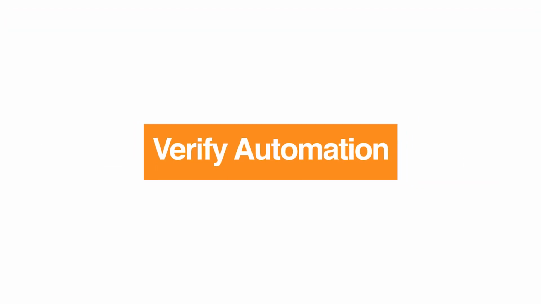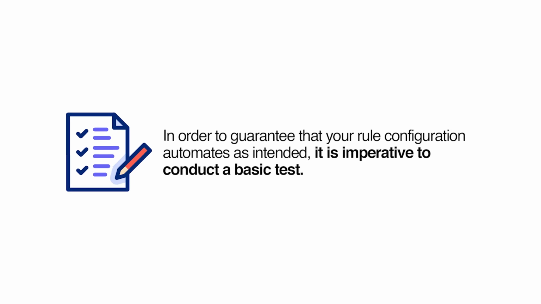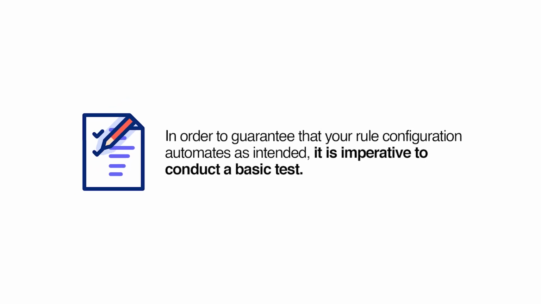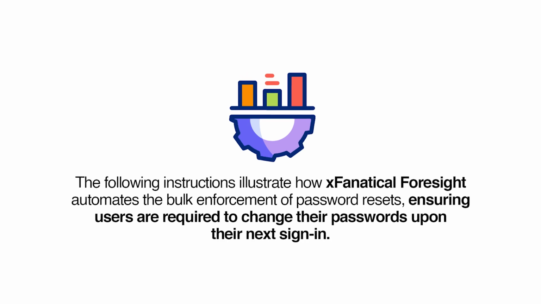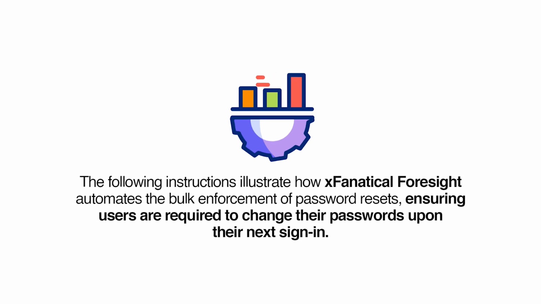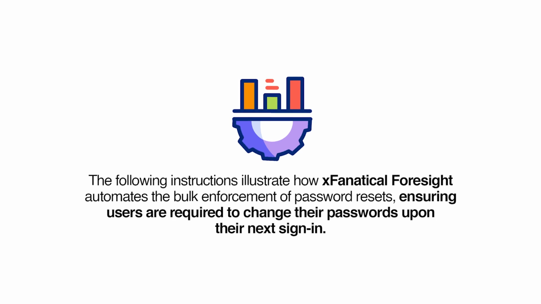Verify automation. In order to guarantee that your rule configuration automates as intended, it is imperative to conduct a basic test. The following instructions illustrate how xFanatical Foresight automates the bulk enforcement of password resets, ensuring users are required to change their passwords upon their next sign-in.